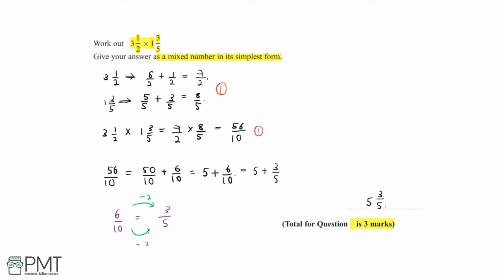And we get the third and final mark for correctly simplifying 56 over 10 into a mixed number in its simplest form, and we said that 56 over 10 is equivalent to 5 3/5, allowing us to get the full 3 marks needed in this question.